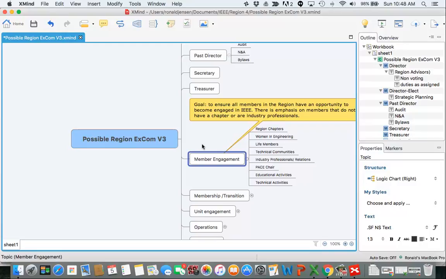So let's move on to the next one, and that's membership and transition. And we have some real problems in membership. We are having a difficult time recruiting new members.